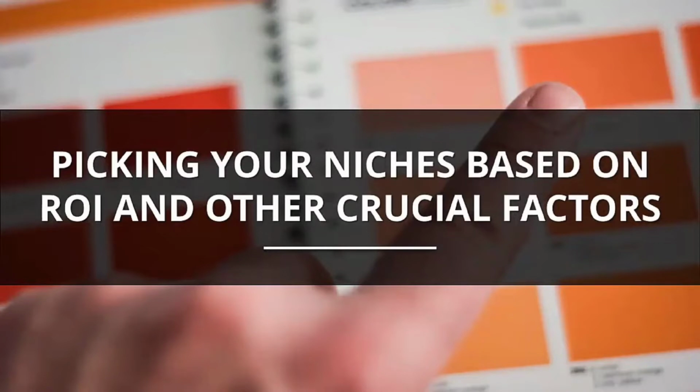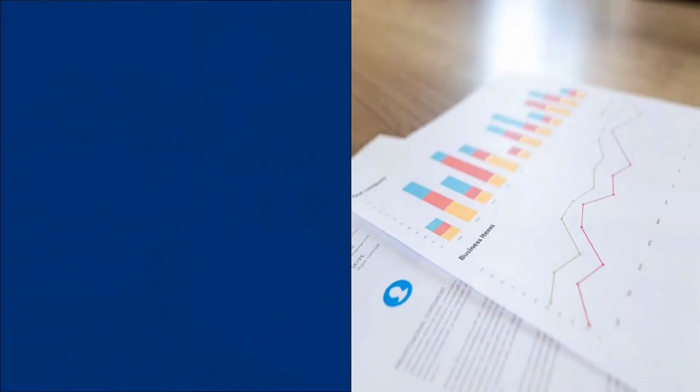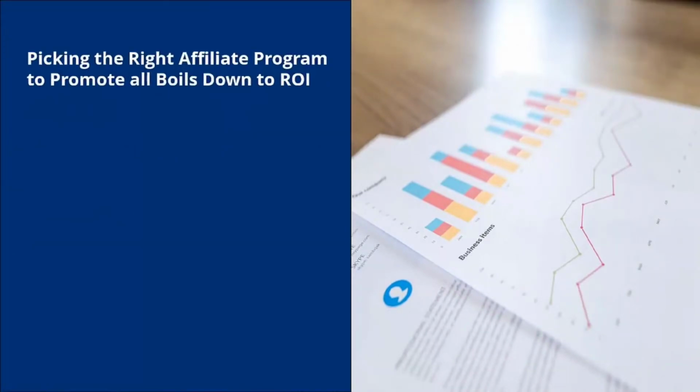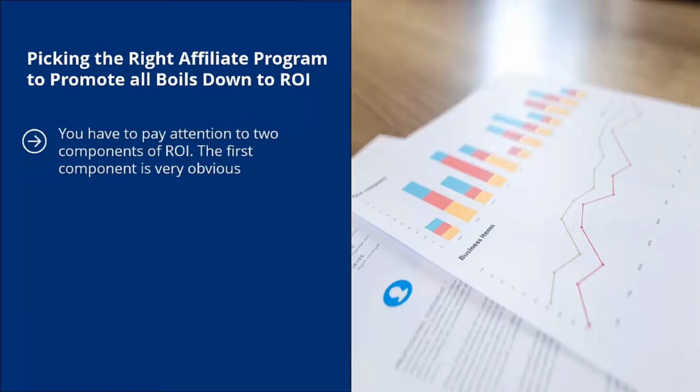The videos that follow will step you through these key decisions, picking your niches based on ROI and other crucial factors. Make no mistake, if you want to succeed with your affiliate marketing business, you have to focus on ROI. If you have a fuzzy idea of what return on investment means, you're playing the wrong game. Picking the right affiliate program to promote all boils down to ROI. You have to pay attention to two components of ROI. The first component is very obvious.